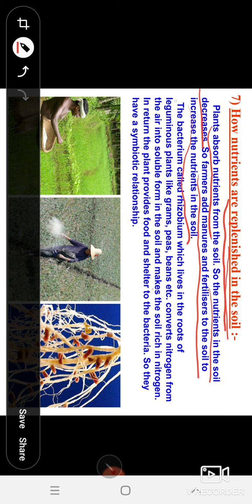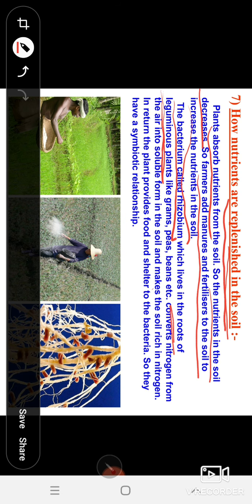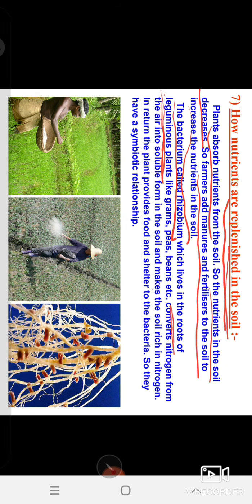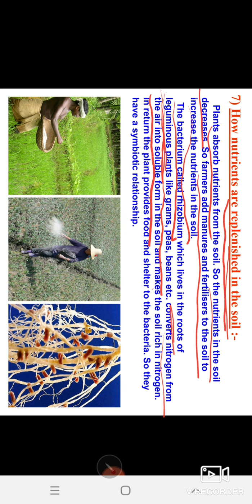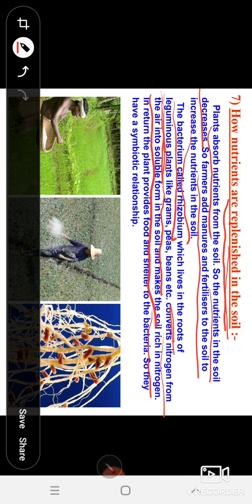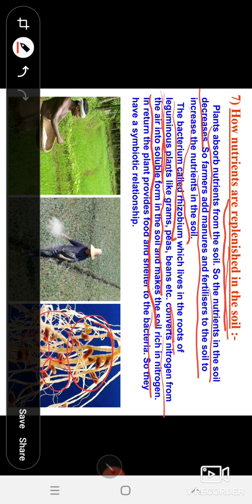In addition to this, some bacteria called Rhizobium, Azotobacter, Pseudomonas always live in the roots of leguminous plants. Leguminous plants are those like groundnuts, where the stem bears the seeds under the roots. The best example is the groundnut. Plants like grams, peas, beans, etc. These bacteria are always present in the root nodules of the plants. They absorb the nitrogen from the air and convert it into a soluble form in the soil, making the soil rich in nitrogen.